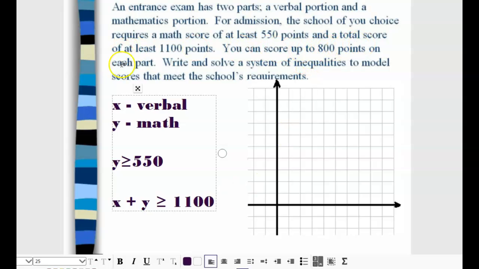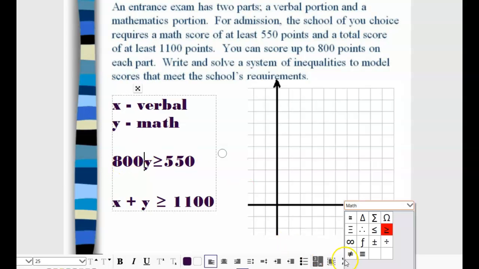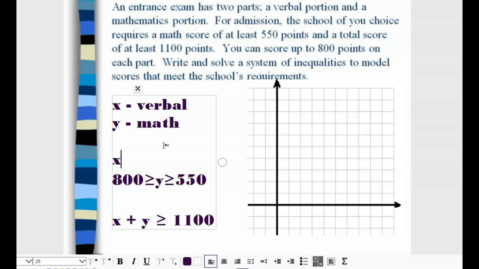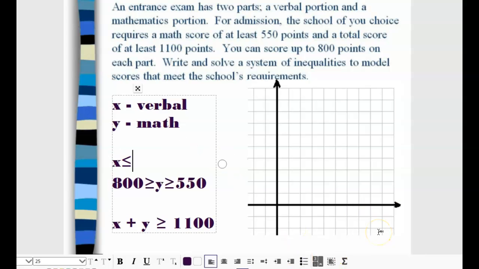And you can only score up to 800 points on each part. So what that means is my math score has to be less than or equal to 800, but greater than or equal to 550. And my verbal score, the only requirement is that it is less than or equal to 800. And again, that's just coming from the idea that you can't score higher than an 800 on that part of the exam.